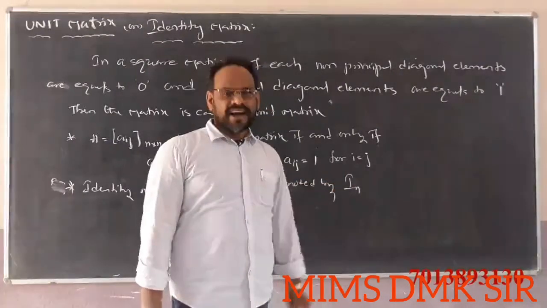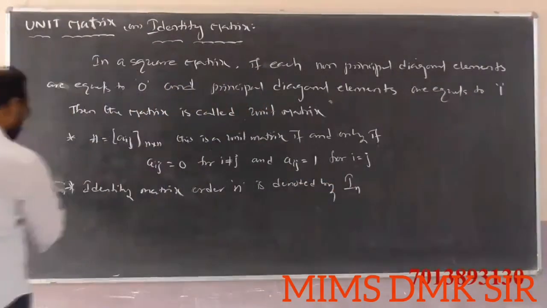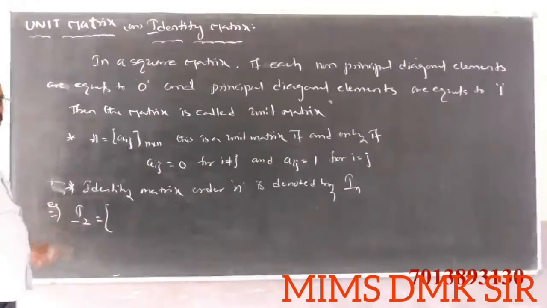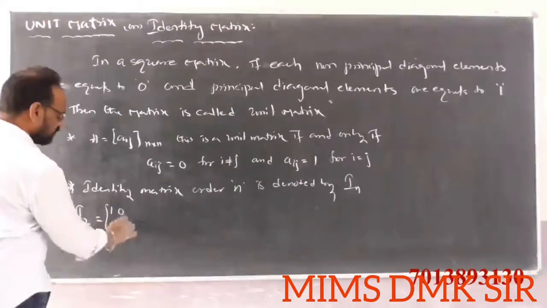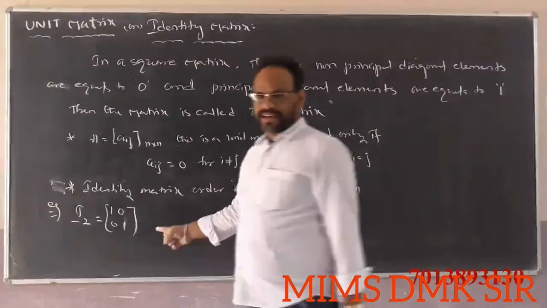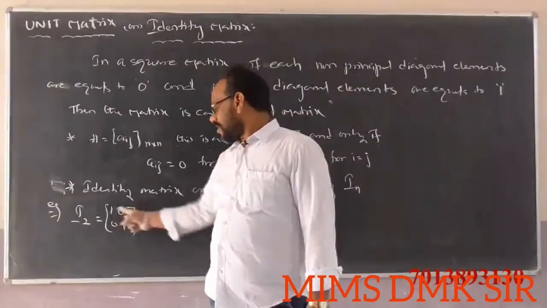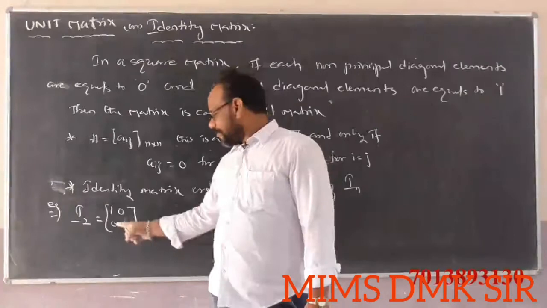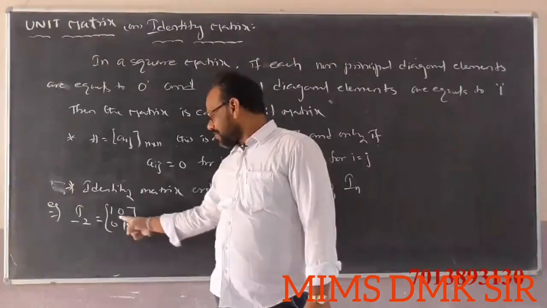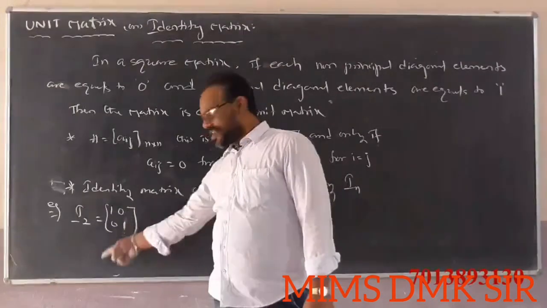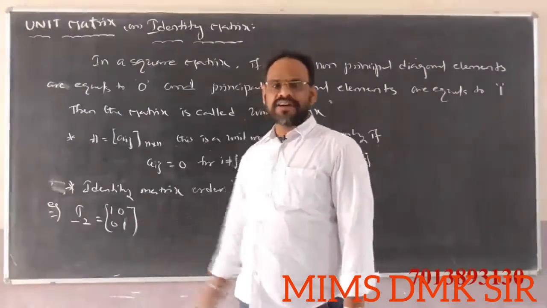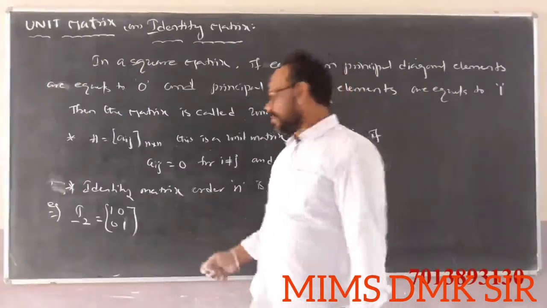Let us discuss some more examples here. Identity matrix of order 2 is clearly 1 0 0 1. Unit matrix of order 2 is 1 0 0 1. Observe here, principal diagonal elements are equal to some constant 1, and non-principal diagonal elements are always zeros. This is an identity matrix or unit matrix of order 2.